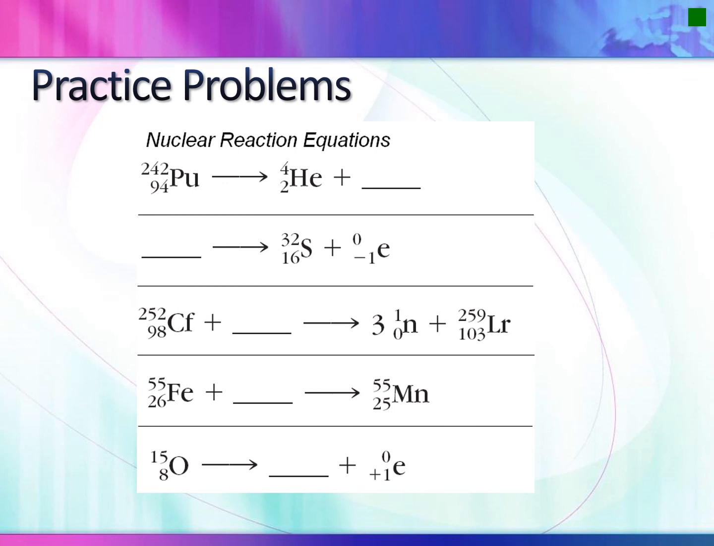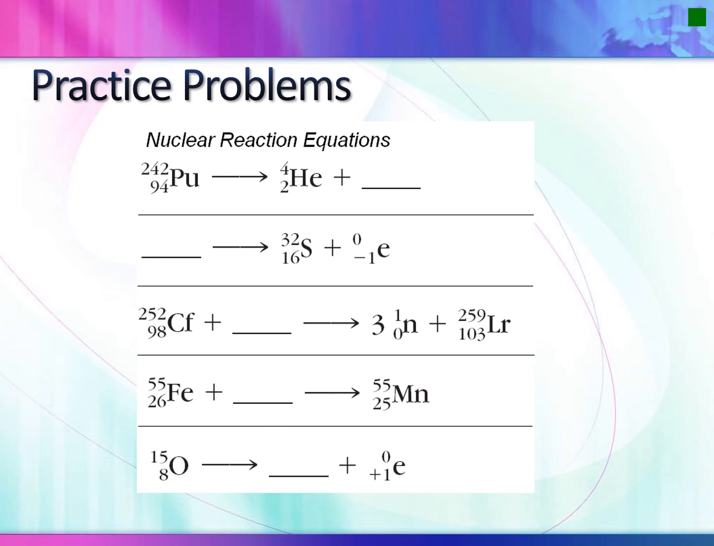Okay. Let's try the next one. So we've got 55 plus something equals 55. So that's an easy one. I don't need to do that, I can do that mentally, so that's 0. If you couldn't, then that's fine, do the math. So then it's 26 plus a number equals 25. So I need to go from 26 to 25. So I'm going to do a minus 1.